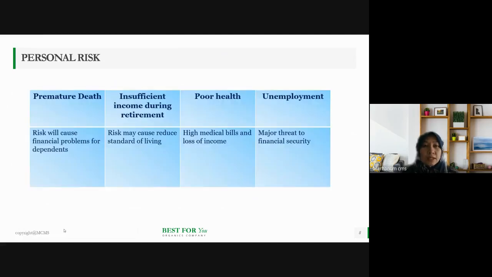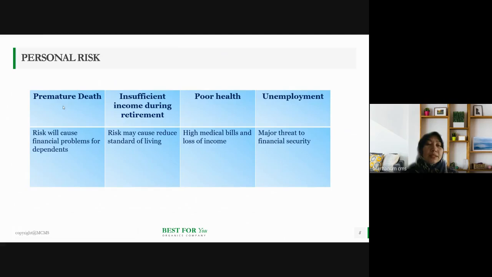So under personal risk, there is premature death. Why do we call it premature? Because sometimes we expect that we will die when we are 60 years old, but it happens prematurely. It happened before 60 years old. We died at 50 years old. So we call it premature death, because we do not know when we will die.